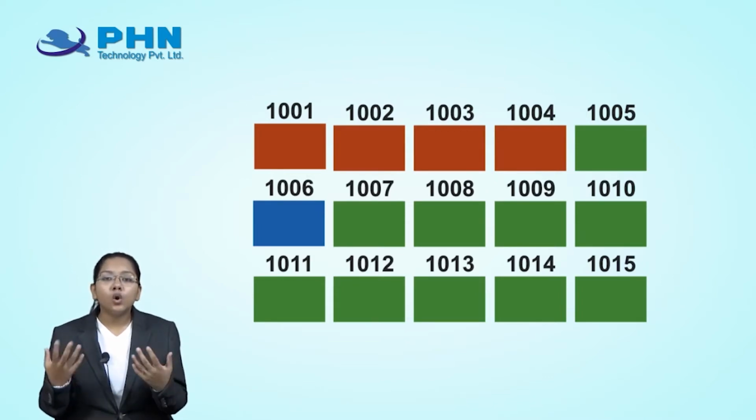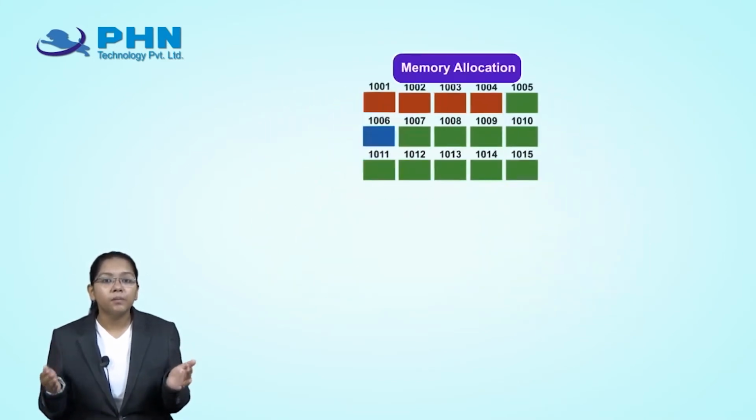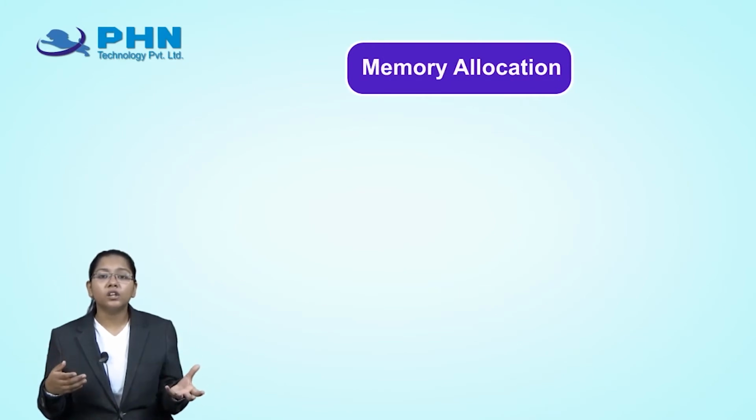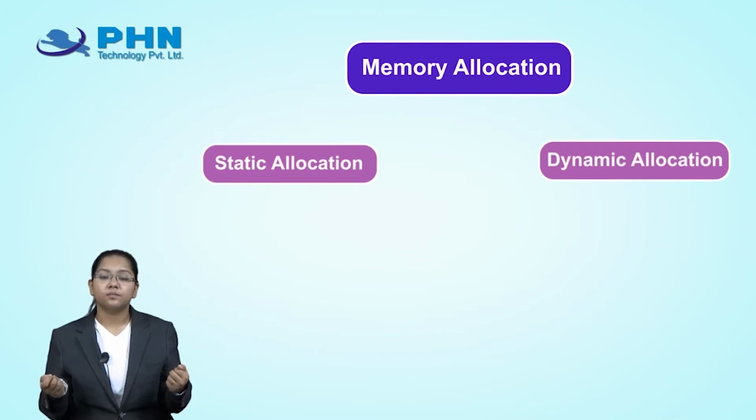Now, memory allocation means how these values get allocated, how the value gets stored. This is because of two processes: static allocation and dynamic allocation. These are the two processes by which values get stored in my physical memory.